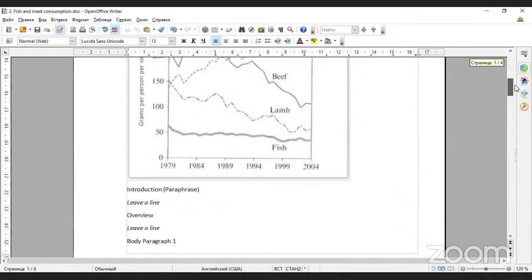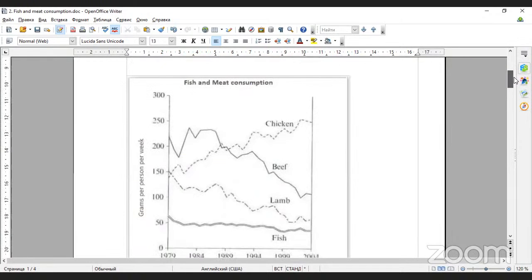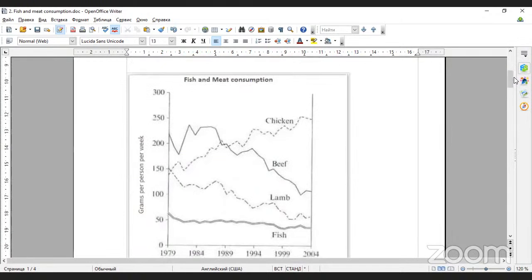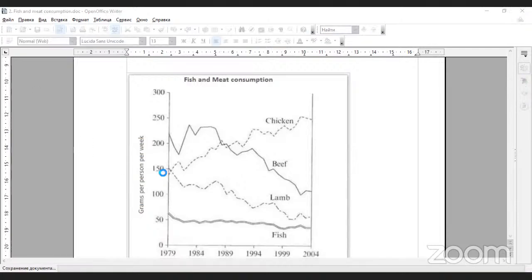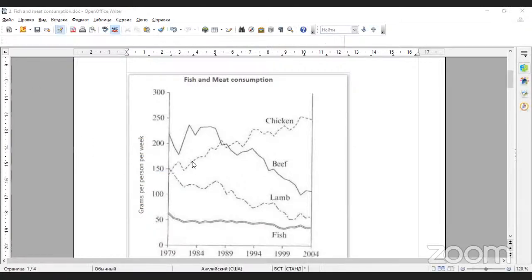All right, now then we need to write an overview. And for the overview, you just look at this line graph and draw like a mental line from the beginning to the end. And you can see that, okay, this increased, but please don't write chicken increased. It should be the amount of chicken, or the consumption of chicken increased, or the amount of chicken which was consumed increased, but chicken did not increase. It's the amount that increased.